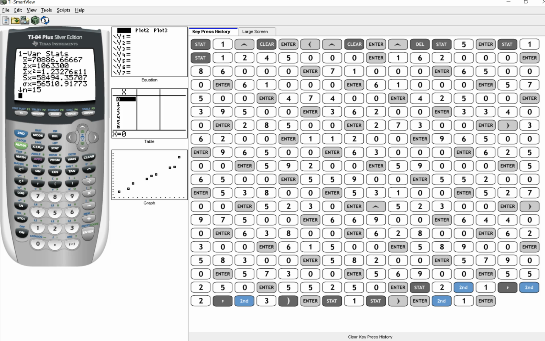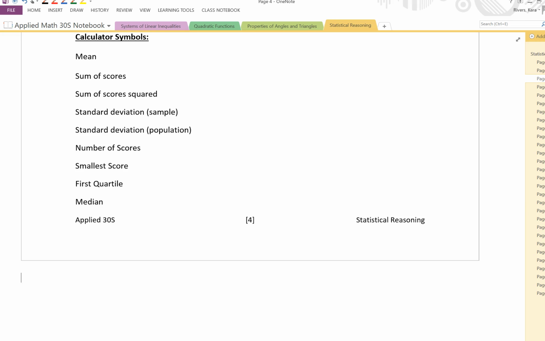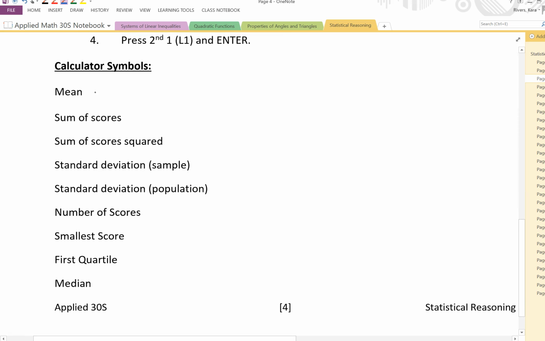Okay? Now, what does all of this mean? We have a whole bunch of symbols here that really have no meaning to us at this point. So let's go back to our notes page. And at the bottom here, we've got the calculator symbols. So the first symbol here is the mean. The sum of the scores, that summation symbol. Sum of the scores squared.